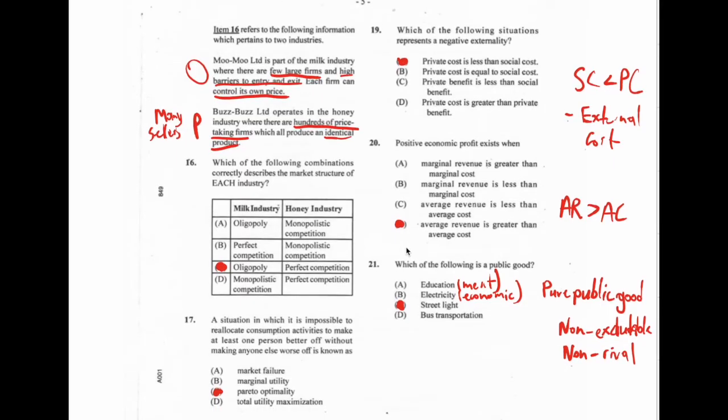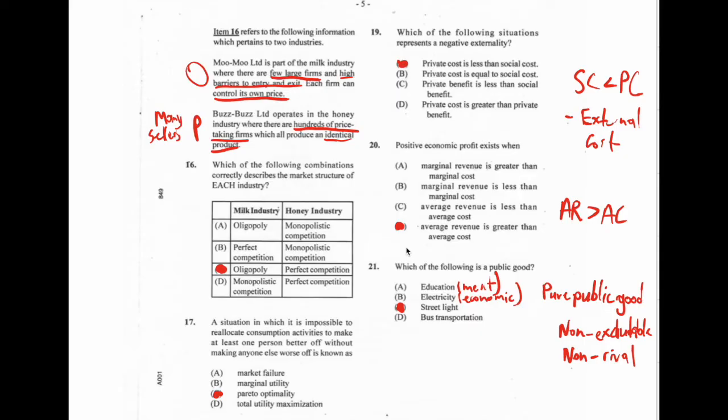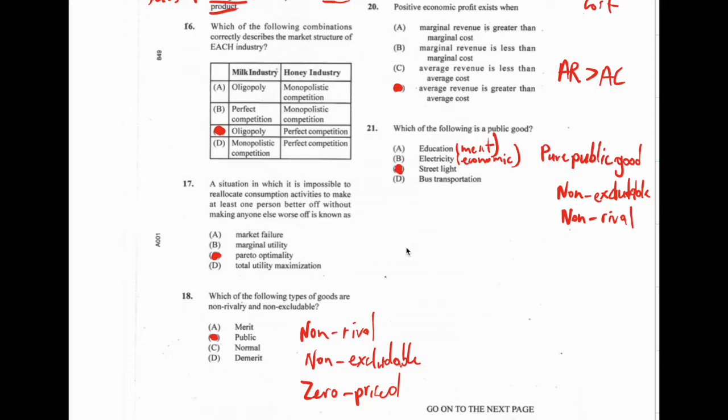Bus transportation could be excludable. So yeah, best answer is C.